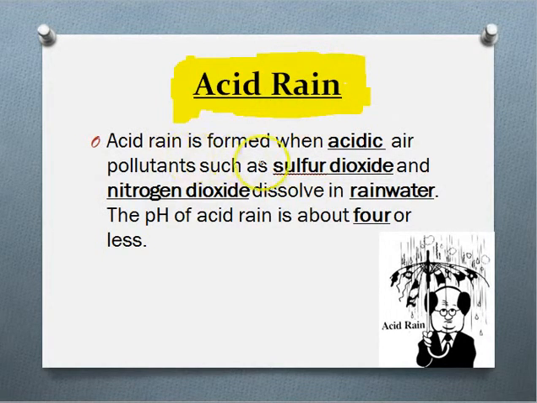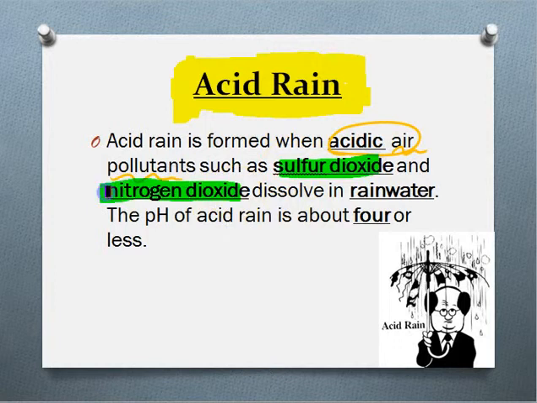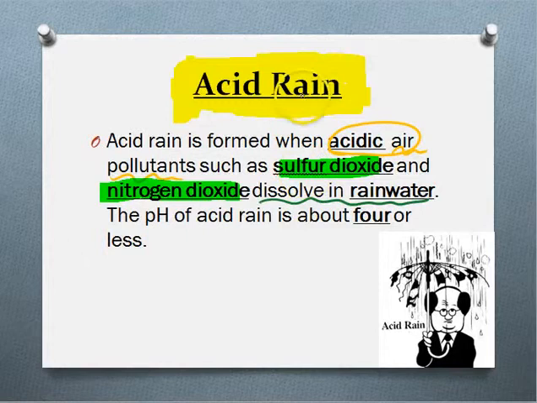So first thing you must know is that acid rain is formed when acidic air is present. How do we get acidic air? It is when air pollutants such as sulfur dioxide and nitrogen dioxide, which are acidic, dissolve in your rainwater. When you put acidic stuff with water, your water will become acidic. So your rain mixed with these air pollutants gives you acid rain.